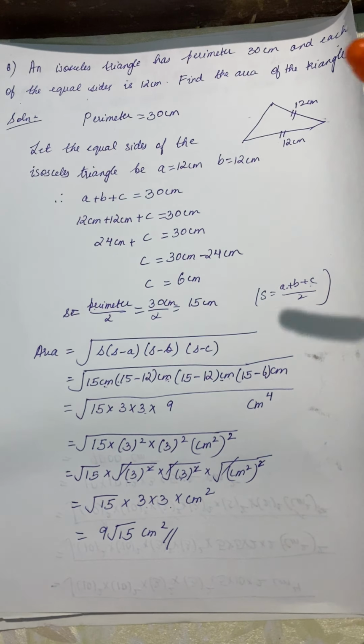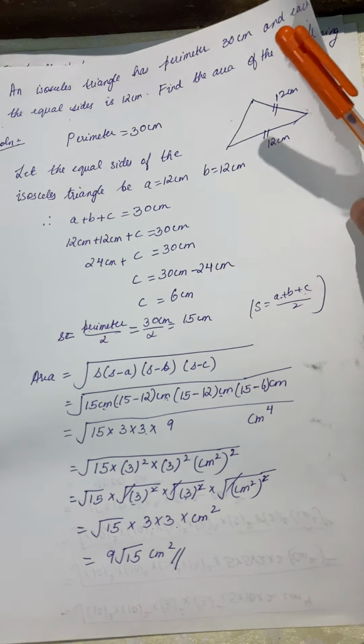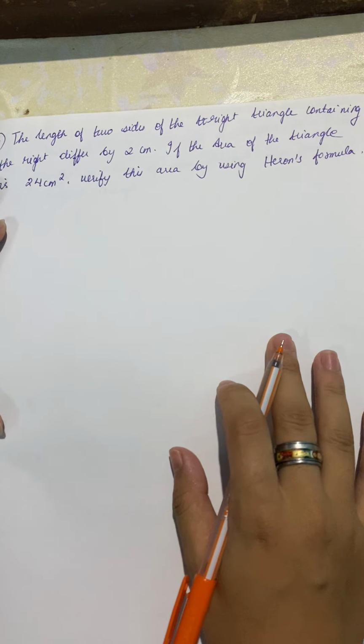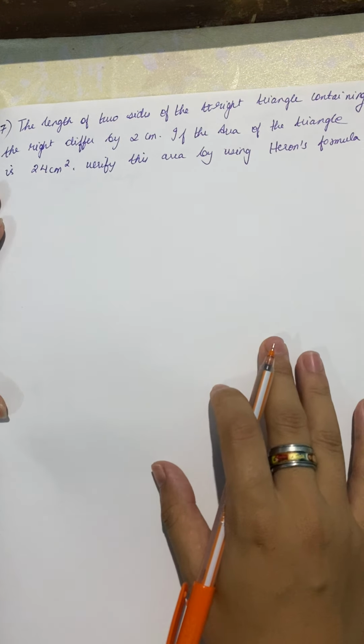Then we'll go with question number 7. Clear? We're up to this much. We'll go with question number 7, okay? The question number 7 is: the length of two sides of a right triangle containing the right... I think I have not written containing the right angle. Okay, here there's an angle here. Containing the right angle differ by 2 centimeter. Okay, is the question visible? Okay, all right.